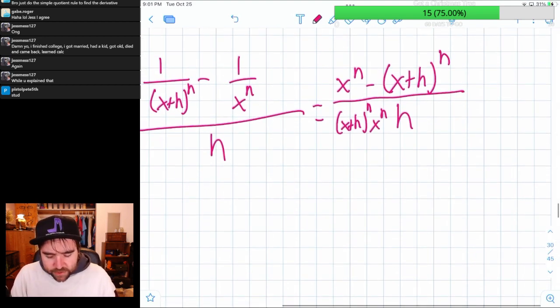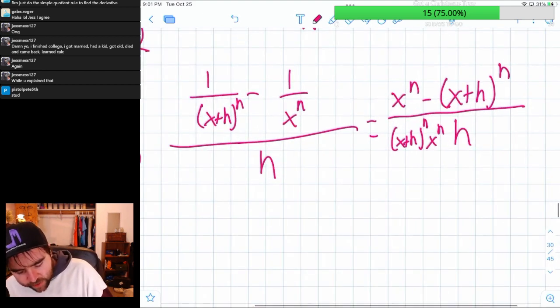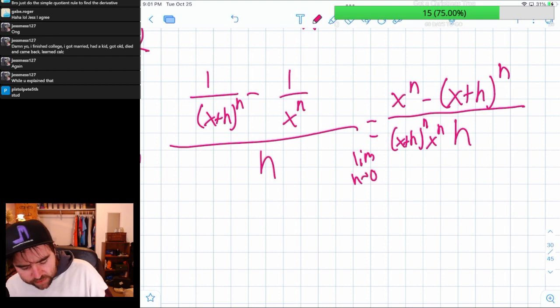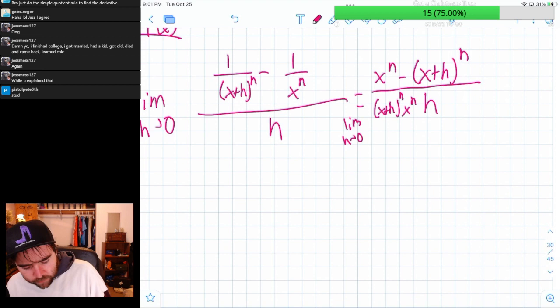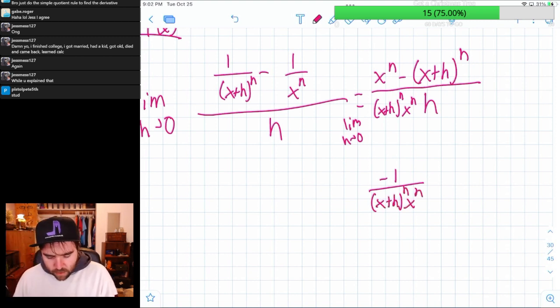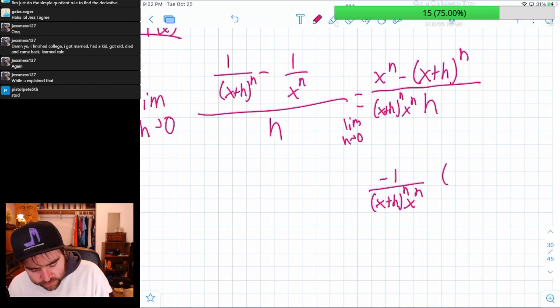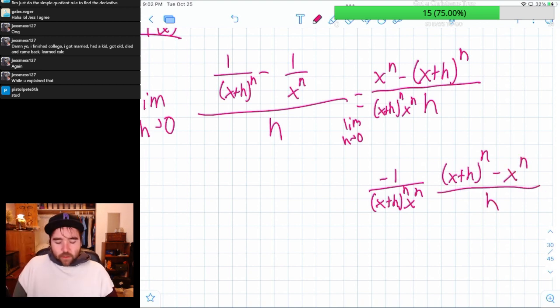So what if we did this now? What if we separated this? So it's the limit of all of this, right? So let's remember that this is the limit of all of this. So what if we now separated this, kind of like we did for the quotient rule, but we need to factor out a negative from the top. So I'm going to write negative 1 over x plus h to the n times x to the n. And then since we factored out this negative, we're going to flip this around, have this x plus h to the n minus x to the n over h.